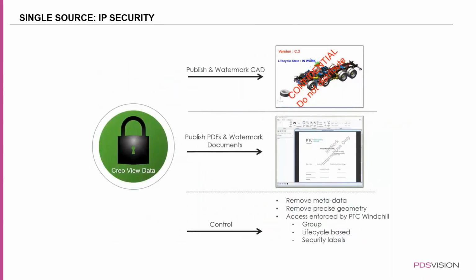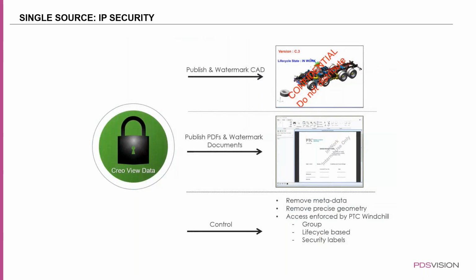All right. So having one single source of truth is key because it allows you to also protect your IP. If you didn't use Creo View and you had to share your model with a customer or a supplier, that means you'd have to share the entire original CAD file, which at times is sharing your IP, whereas if you're using Creo View, you are able to remove precise geometry, and you're able to remove any metadata that you don't want to share with the customer or your supplier.